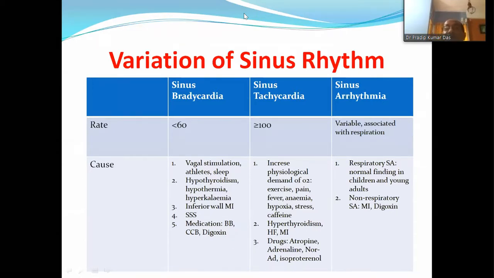In case of sinus arrhythmia, there are two varieties: respiratory sinus arrhythmia, a normal finding in children and young adults, and non-respiratory sinus arrhythmia, that is common in some myocardial infarction and digoxin toxicity.